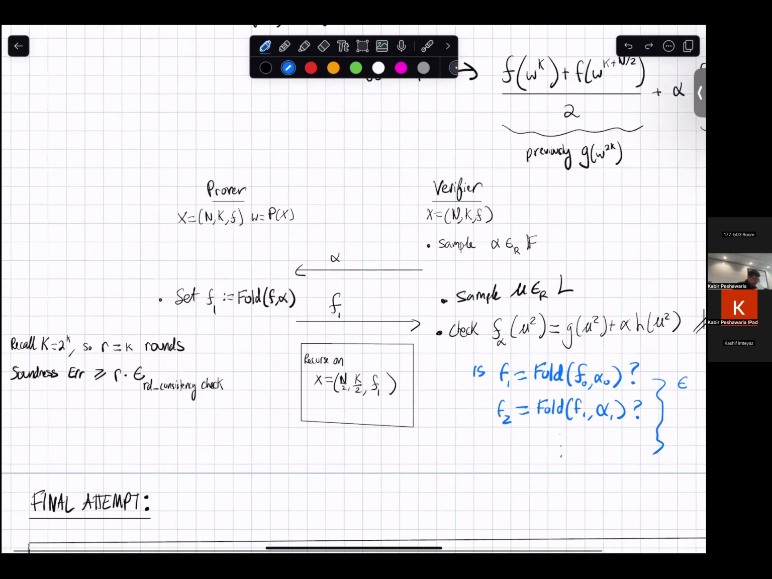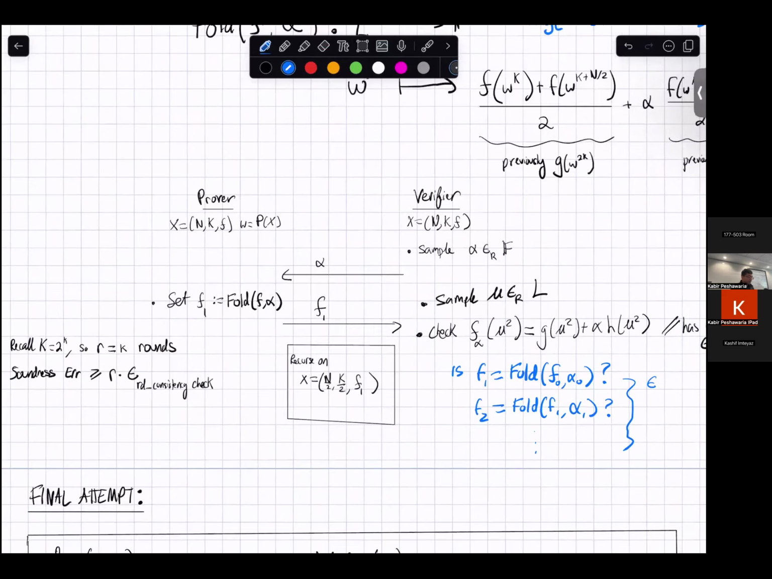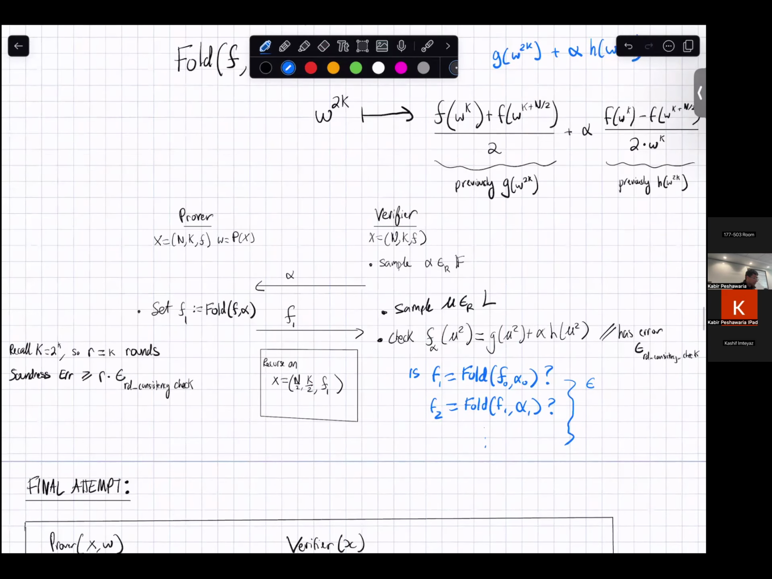So the best we can really hope for is this union bound result of the soundness error being at least r times this error. And that's not good because r is log capital K, and we want to do better. Ideally we would like the soundness error of our protocol to not depend on K whatsoever.